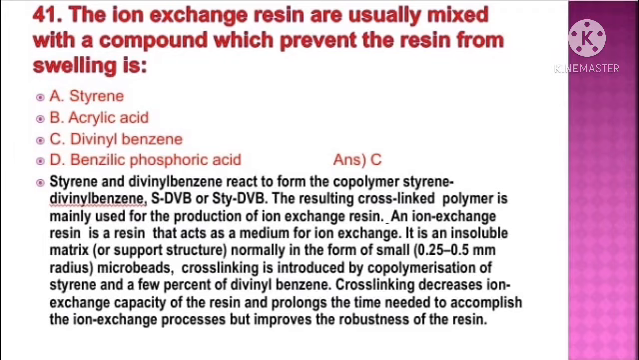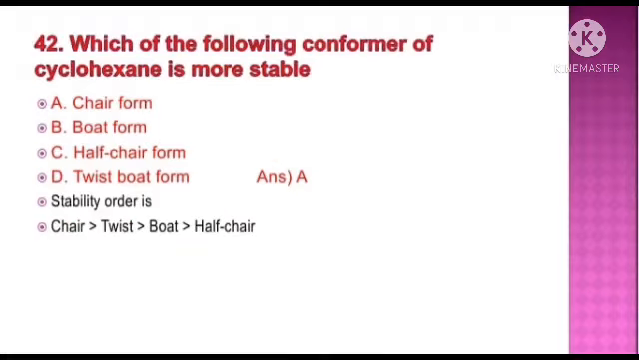An ion exchange resin is a resin that acts as a medium for ion exchange. It is an insoluble matrix in the form of small microbeads. Cross-linking is introduced by copolymerization of styrene and a few percent of divinyl benzene. This cross-linking decreases ion exchange capacity of the resin and prolongs the time needed to accomplish the ion exchange processes but improves the robustness of the resin.